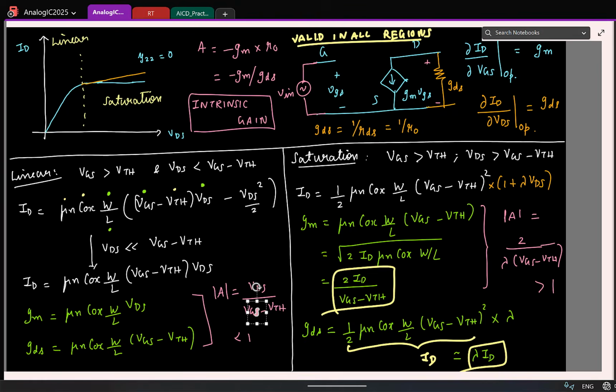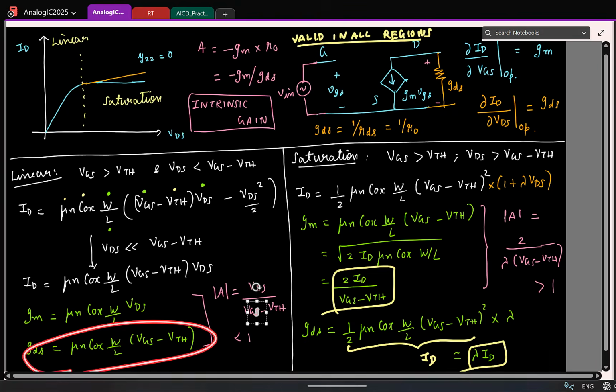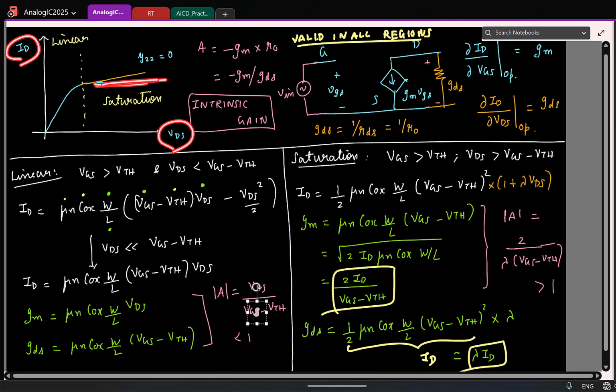But what will significantly get impacted is this fellow. Is that clear? That is the main reason you want to operate your transistor in saturation region and not in linear region. You always want to make sure you are operating in a region where the ID VDS has a really small slope. That's the bottom line. Is it clear?